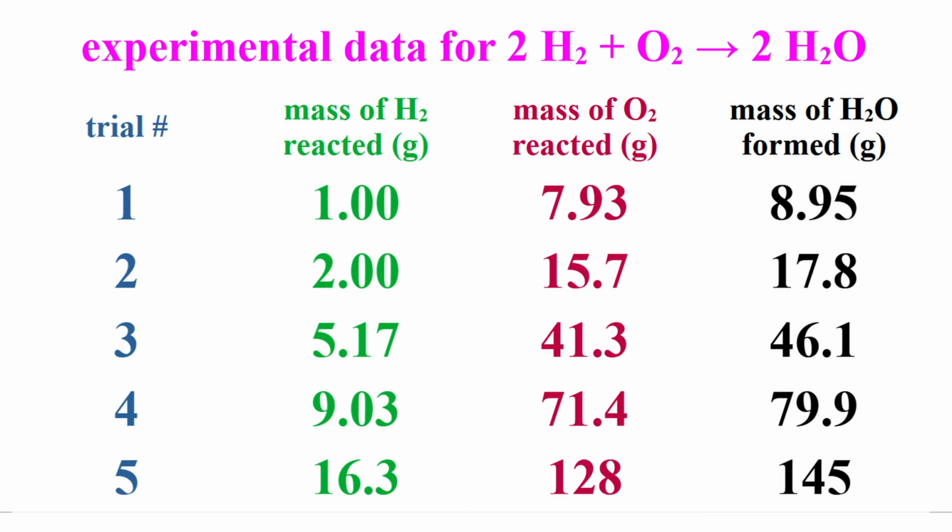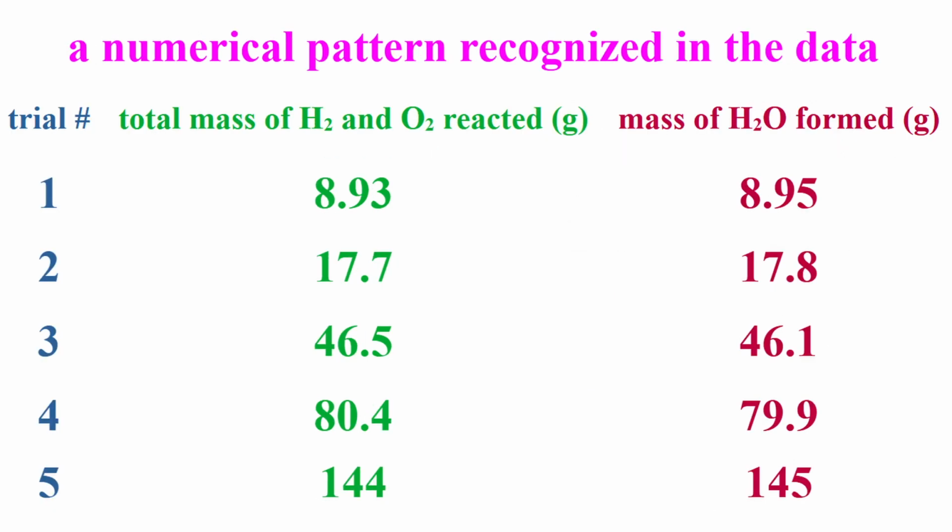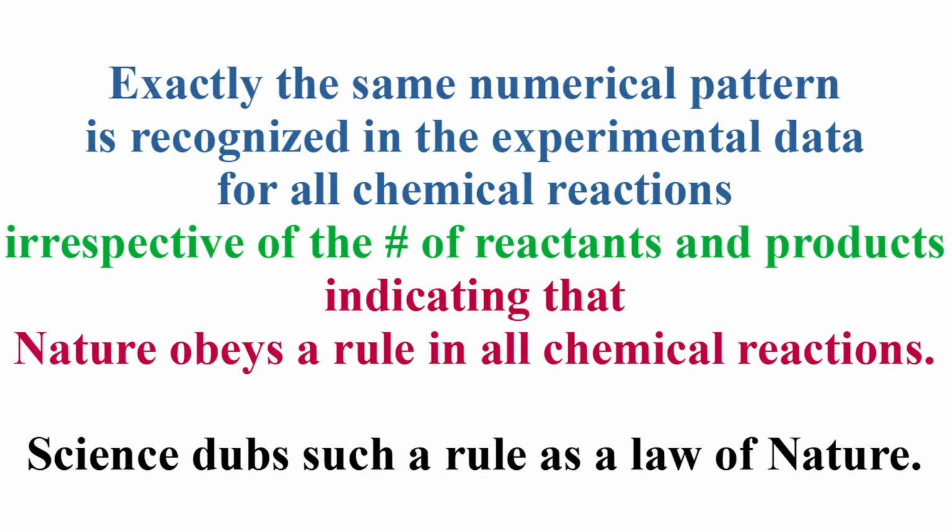We recognize a very simple numerical pattern involving the numbers in a given trial that is common to all 5 trials. This table shows that pattern. The mass of water produced is the sum of the combining masses of the 2 elements within experimental uncertainty. This pattern is observed in all trials of data for this reaction as well as for any other reaction, no matter how many reactants and products are involved.